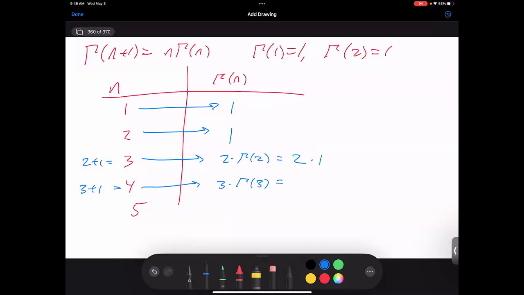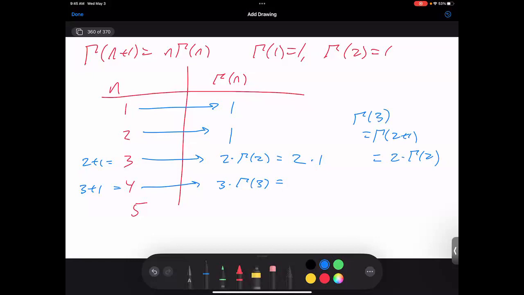Well, because we know gamma of n plus 1 is n gamma of n. So if I want to calculate gamma of 3, if I know gamma of 2, I can write gamma of 3 is gamma of 2 plus 1, which is now just 2 times gamma of 2. So I've got this formula, gamma of n plus 1 is n gamma of n. So I know each one by knowing its previous.